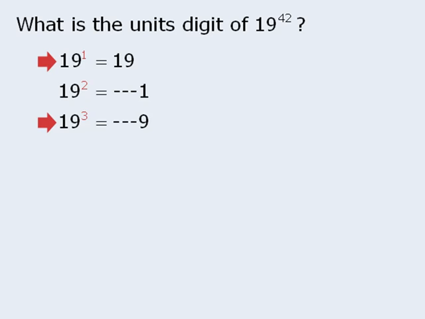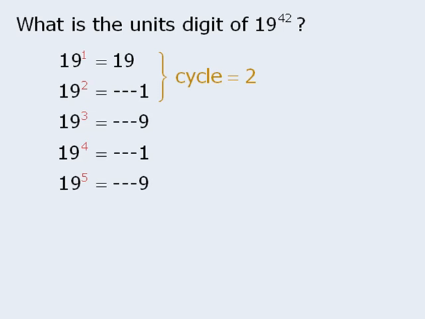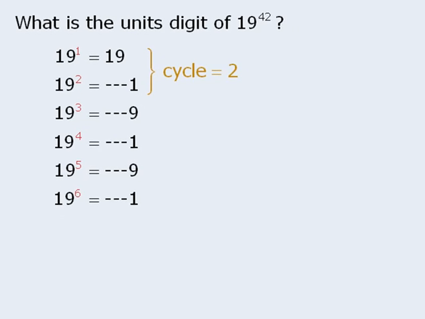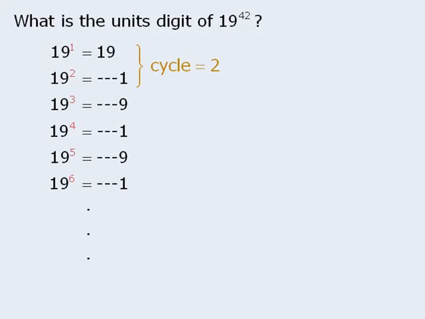Now in this example, we have two different units digits before the pattern begins repeating itself. So we say that the pattern has a cycle of 2. So continuing with the pattern, the units digit of 19 to the power of 4 will be 1, the units digit of 19 to the power of 5 will be 9, the units digit of 19 to the power of 6 will be 1, and so on.